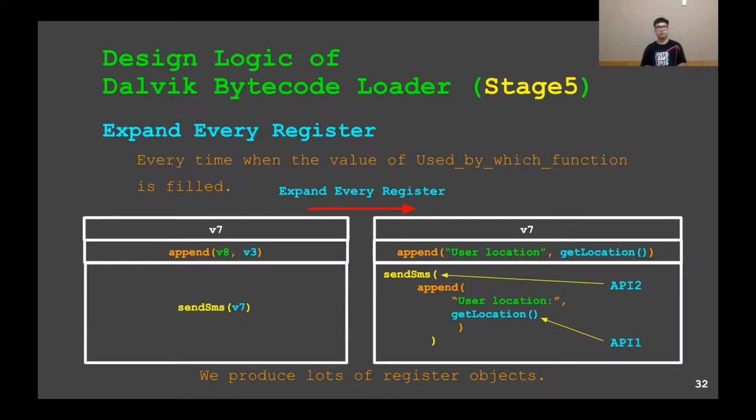In other words, the value of register V7 is generated by using function getLocation, which has native API 1 in it. And the value is used as an input for a function sendSNS, which has native API 2 in it. So now, we prove that by using the register objects, we can check if the APIs are handling the same register.